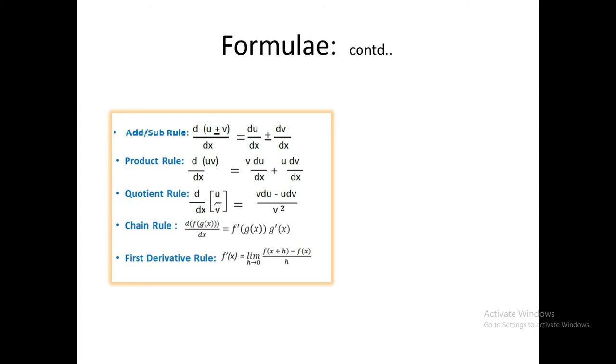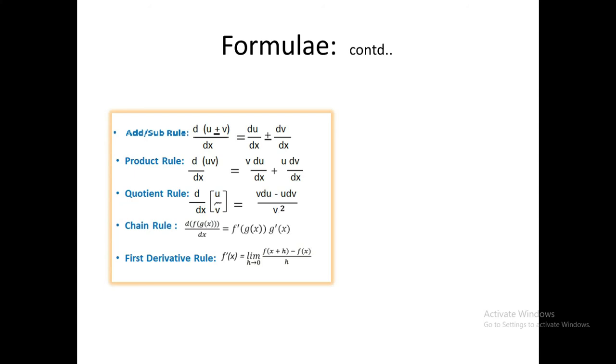For example, d by dx of u plus or minus v, you will get du by dx plus or minus dv by dx. Now product: d by dx of uv is equal to v into du by dx plus u into dv by dx. For division, d by dx of u by v is v into du minus u into dv, all by v square.